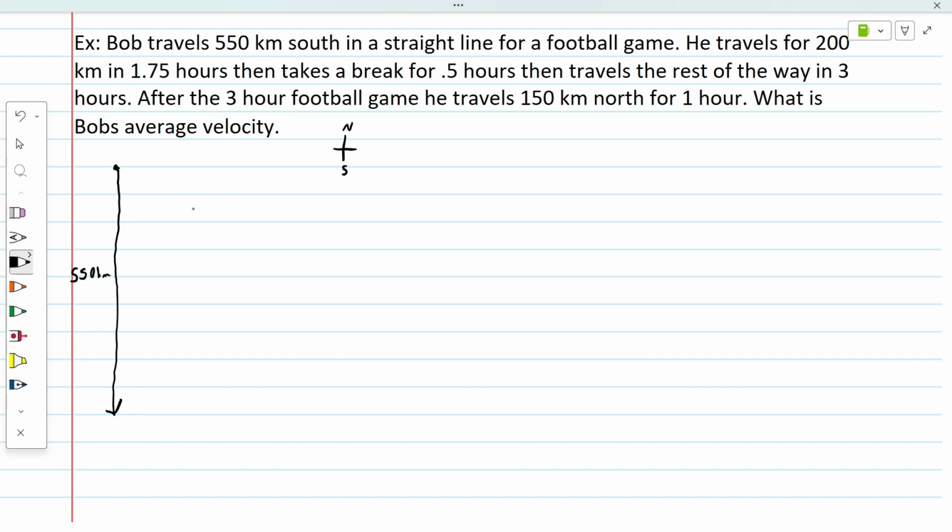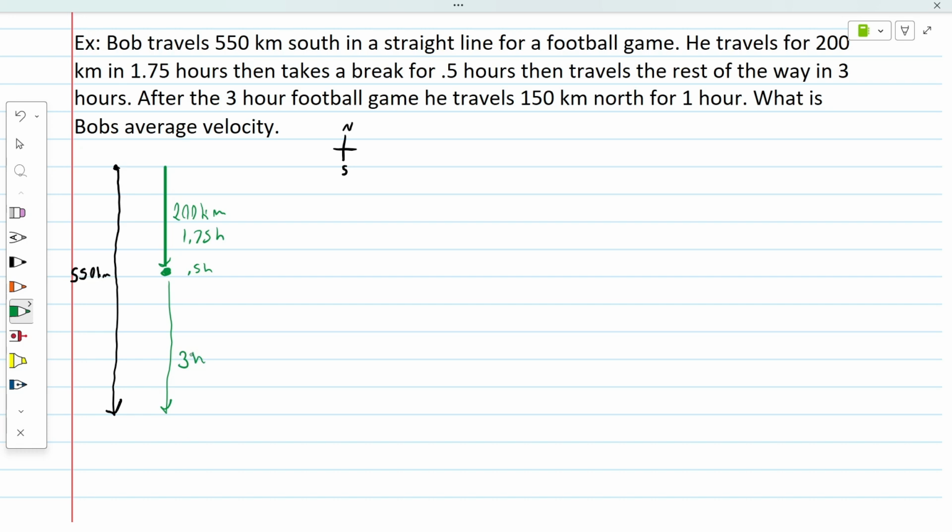And then over the course of this travel, he starts by traveling, and I'll make this another color so we can see this is the overall. So he starts by traveling 200 kilometers in that amount of time. So we'll just draw an arrow. Okay, so that's 200 kilometers in 1.75 hours. And then he just stops for 0.5 hours, and then he travels the rest of the way, and that is done in 3 hours, right?